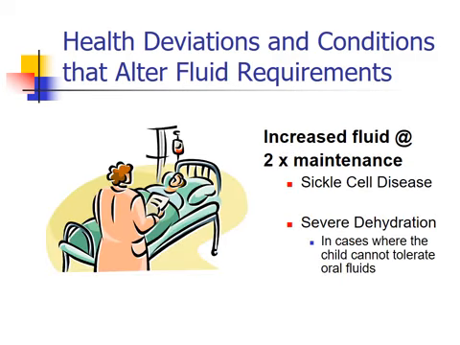Health deviations and conditions that alter fluid requirements for 2 times maintenance would be sickle cell disease, and if they have severe dehydration and they can't tolerate oral fluids, sometimes they require 2 times maintenance. So if it is a patient with sickle cell, generally what they'll do is they'll order the IV fluids at 1.5 times maintenance, and then you get the child to drink to 2 times maintenance.